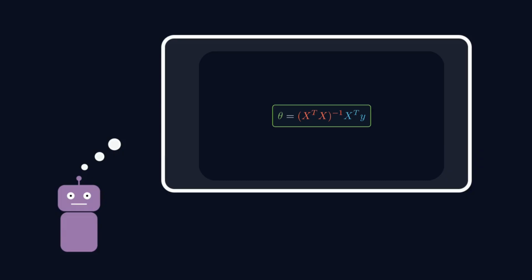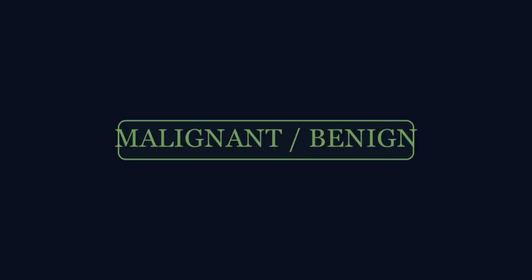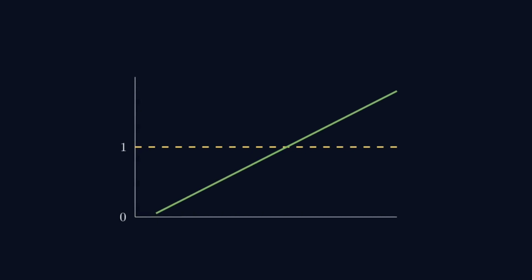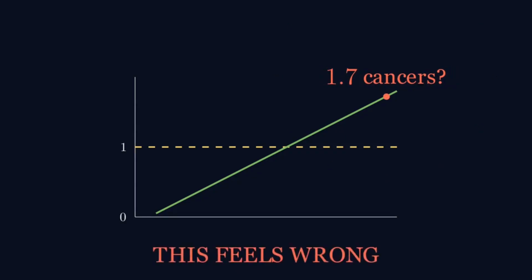But there's one final question. What happens when the thing we're predicting isn't a number? What if the answer is yes or no? Fraud or not fraud? Malignant or benign? Because suddenly, a straight line predicting 1.7 cancers feels a little strange.